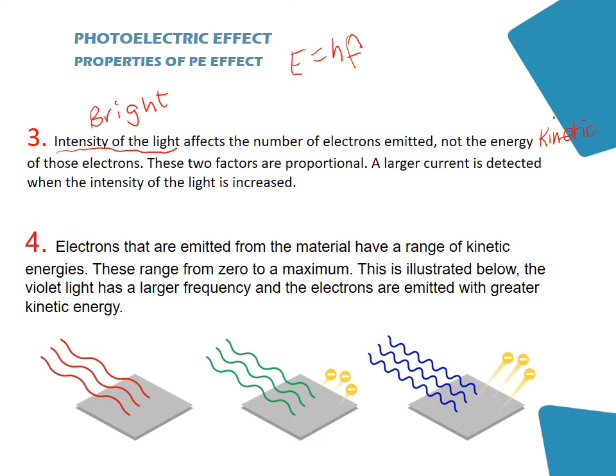The reason is that if the intensity is higher, more photons are available to interact with electrons and pop them out of the metal, so we have a larger current, but not more energy, because remember, E equals hf. Every photon of red light has exactly the same energy. Moving on to number four: electrons emitted from the metal have a range of kinetic energies. We kind of touched on this already. These range from zero to a maximum.